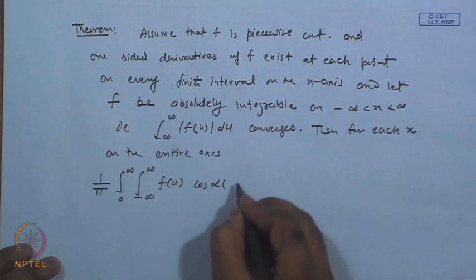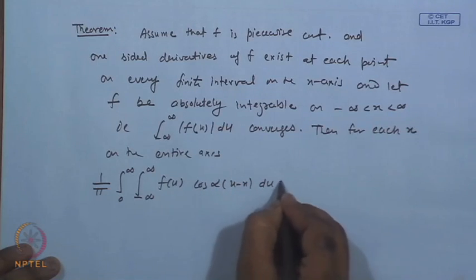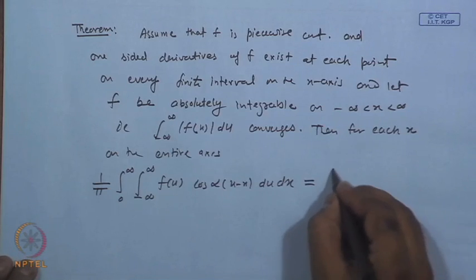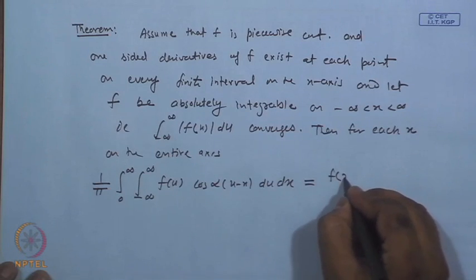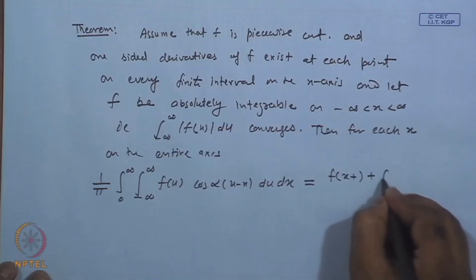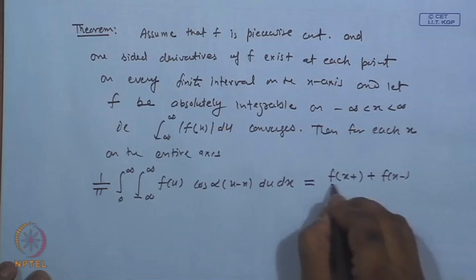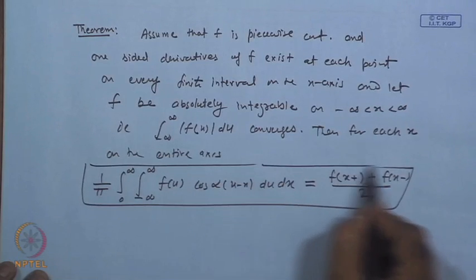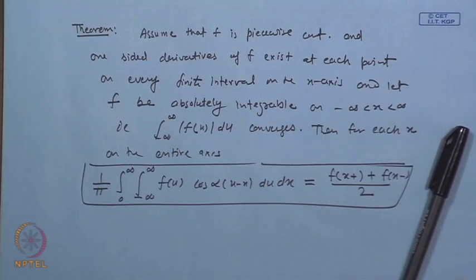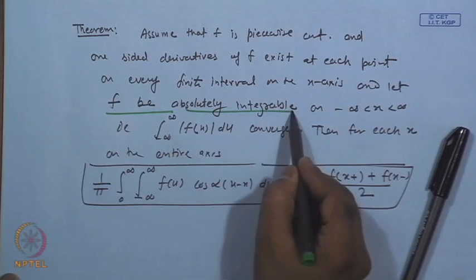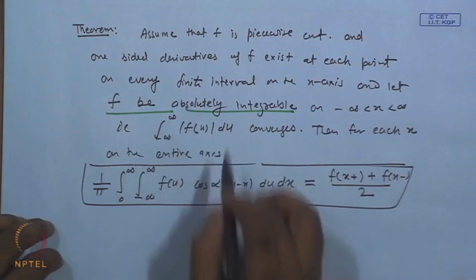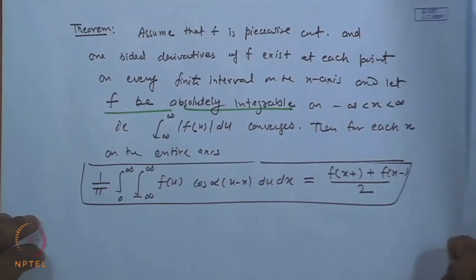So, the Fourier integral of f(u) cos α(u − x) du dα will converge to the average value of the function, as in the case of Fourier series: [f(x+) + f(x−)]/2. We have all the other assumptions as for the convergence of Fourier series, except that f should now be absolutely integrable, because we used in the proof that only if f is absolutely integrable do we have this representation for the function.